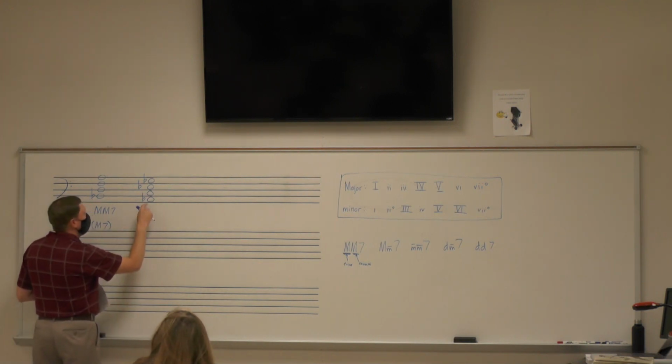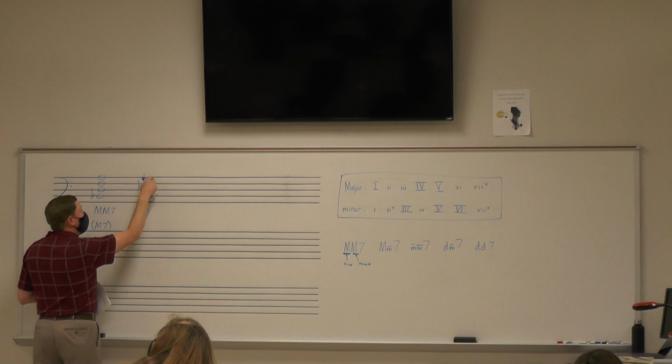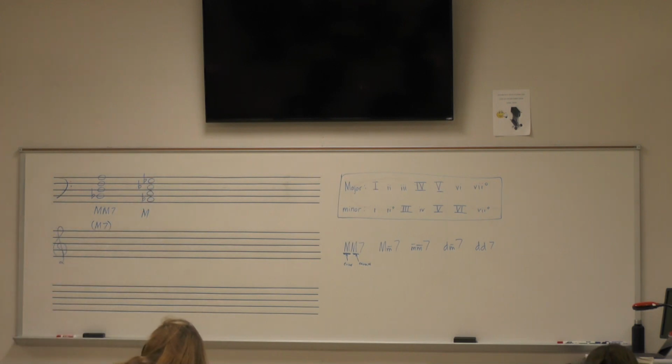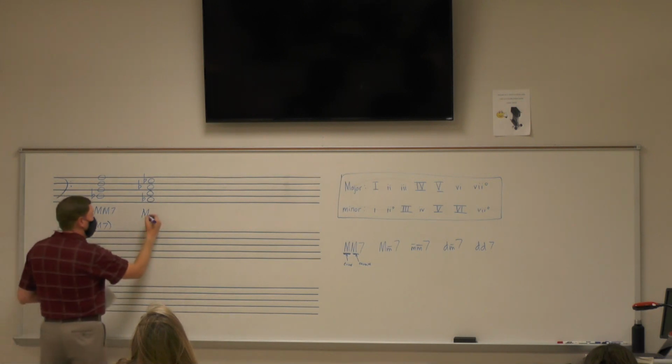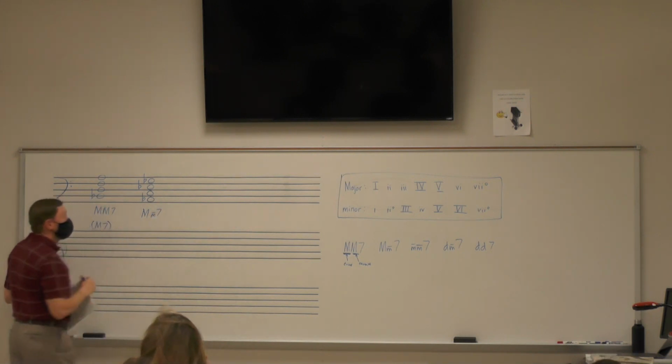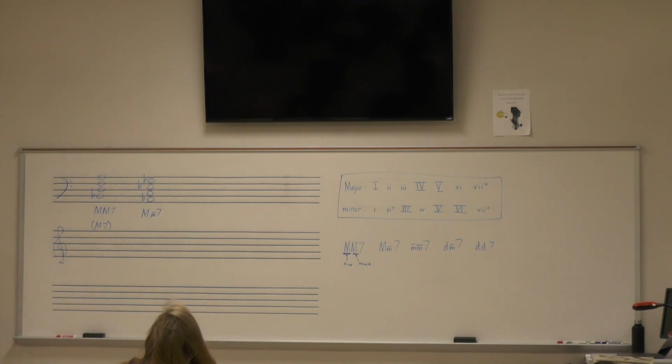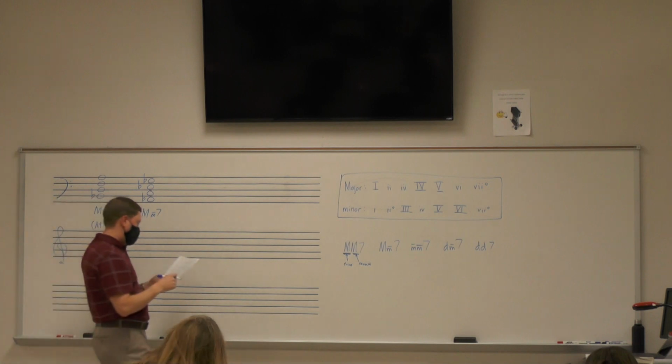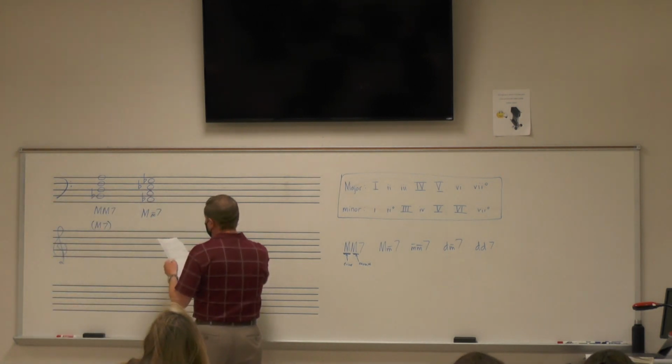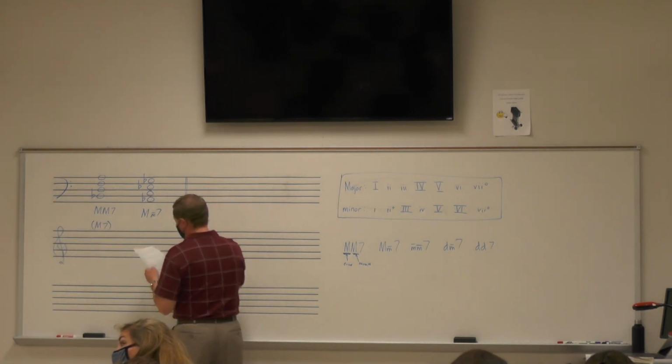What type of interval is A flat up to G flat? What type of seventh is that? It's not augmented. We know that those aren't even. It's actually a minor seventh. So this is a major minor seventh chord.